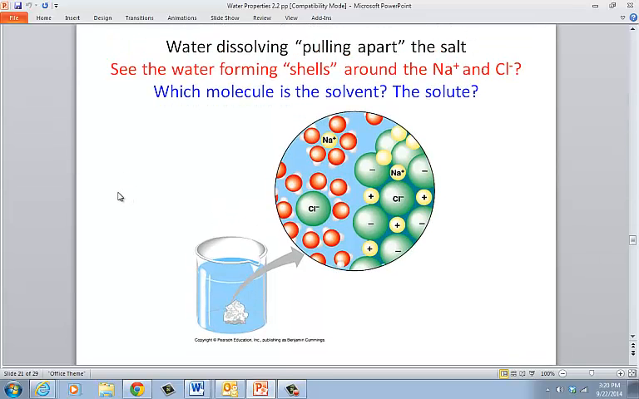All right, so in looking at water, water is considered the universal solvent because it can dissolve most things. So let's look at some basic terminology. We have solvent, and solvent is the liquid that is doing the dissolving. So in this case, water is the solvent. The solute here is the substance that's being dissolved.